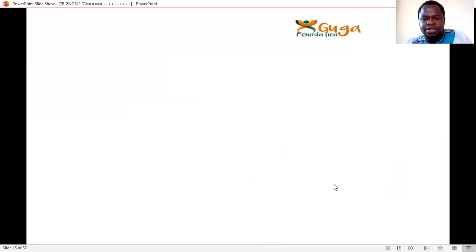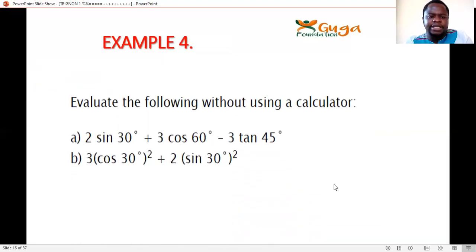This should be simple. Then in example number 4, evaluate without using a calculator. You are given 2 sin 30 plus 3 cos 60 minus 3 tan 45. And then 1b, you are given 3 into cos 30 squared plus 2 sin 30 squared. All these are special angles, 30, 60, 45. So you don't have to use the calculator, because if you use the calculator, you might end up getting an answer which is already rationalized, because the calculator is sort of programmed.